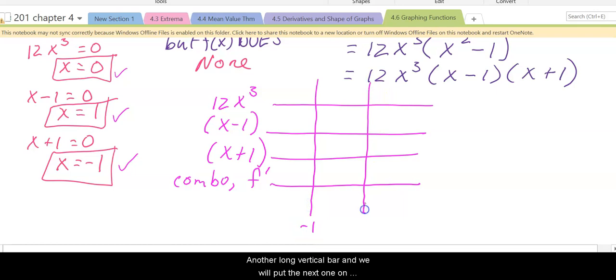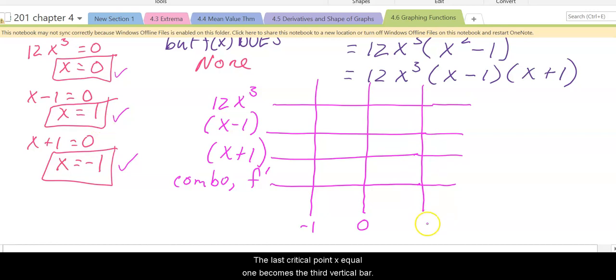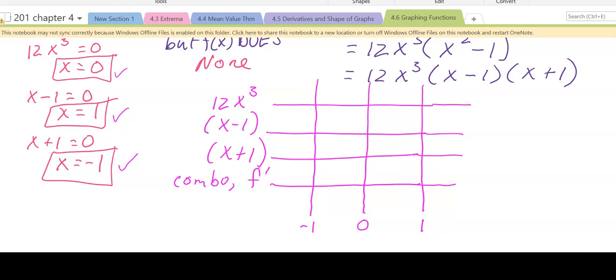Another long vertical bar, and we will put the next one in number line order, which would be x equals 0. We may need to extend our lines out to make sure that we have plenty of space and aren't running out. The last critical point, x equals 1, becomes the third vertical bar. Now I choose a test point for each of these regions. A test point is a number that is not on a boundary line, not on one of the critical values, but does lie within each of the intervals of the domain split up by the critical values.